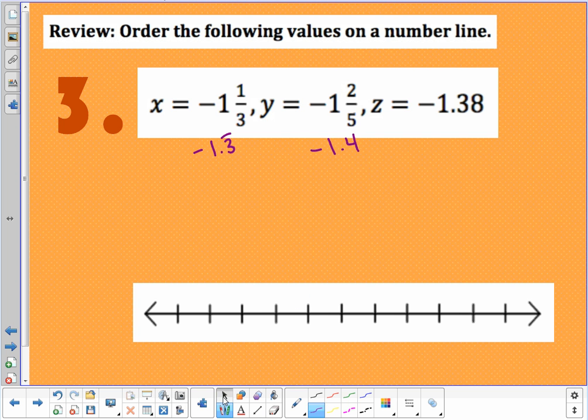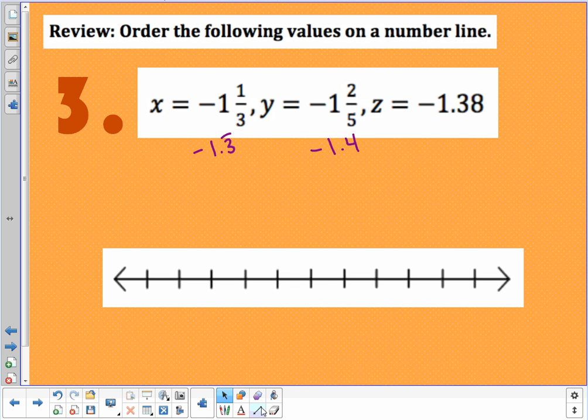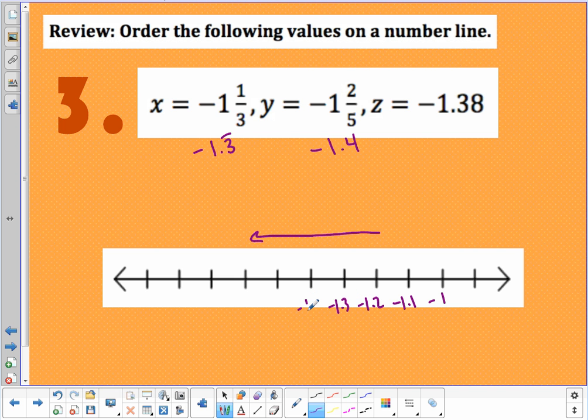So I might start my number line at negative 1. And remember, the negative values go to the left. So I'm going to start my negative 1 over here. And then that's going to be negative 1.1, negative 1.2, negative 1.3, negative 1.4, and that's as far as I really need to go, negative 1.5.